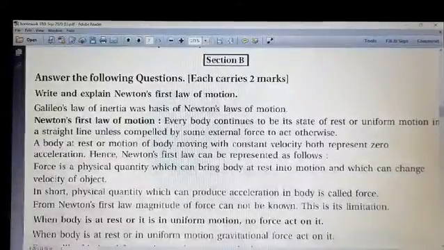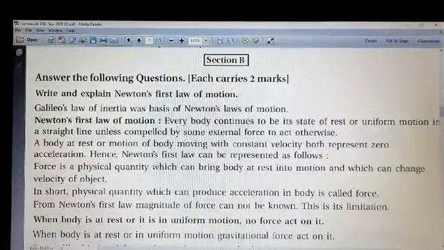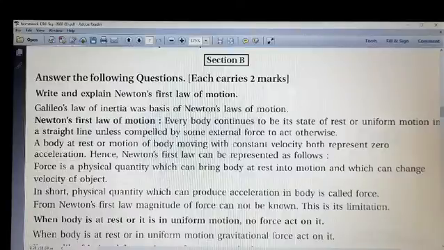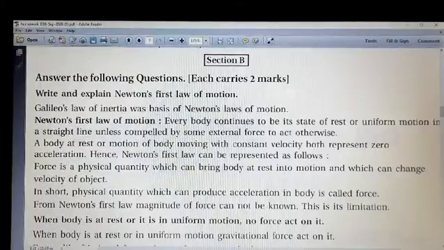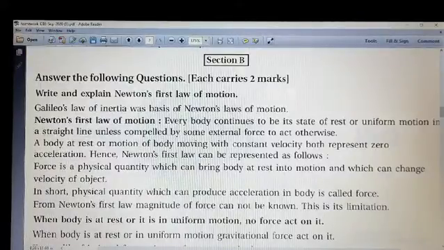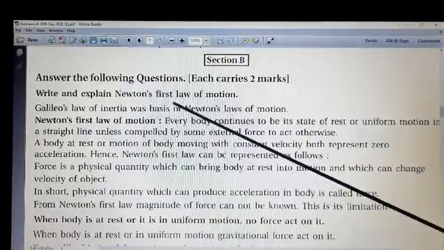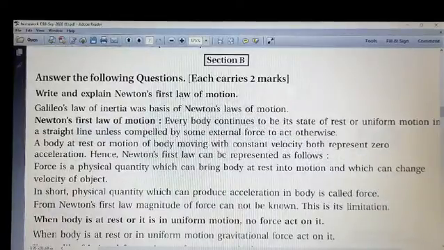Hello friends, welcome. Friends, today I teach Newton's first law of motion and Newton's second law of motion. So our first question: write and explain Newton's first law of motion.